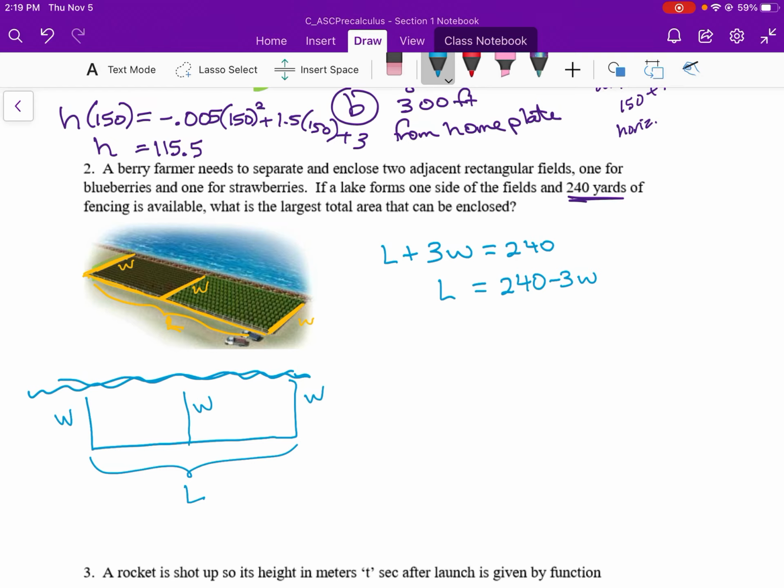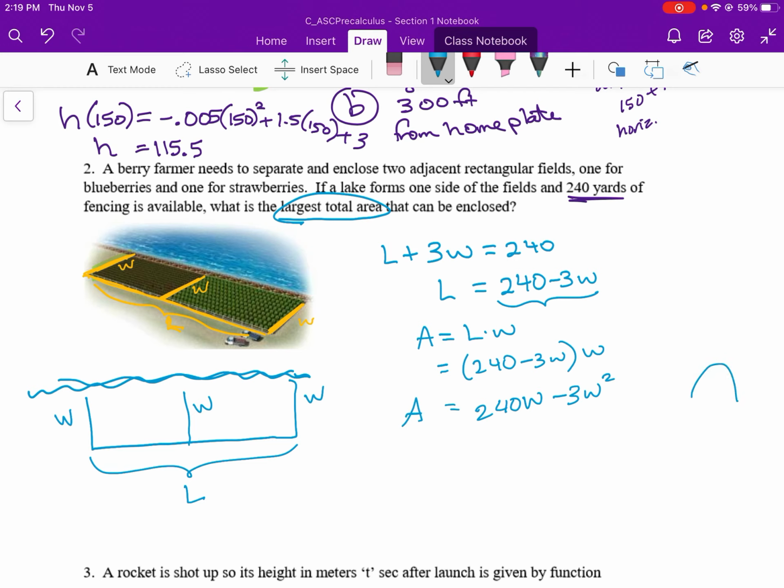So now, largest total area, you want to maximize the area. So area is equal to length times width. So I'm going to plug this mess in for L. So that's 240 minus 3W, then it has to be times W because that's still sitting over there. Now I'm going to distribute, and I get 240W minus 3W squared. You see how that's a quadratic?